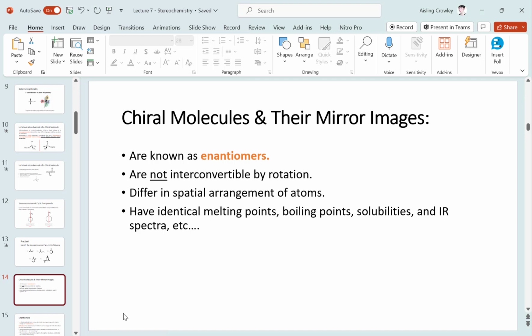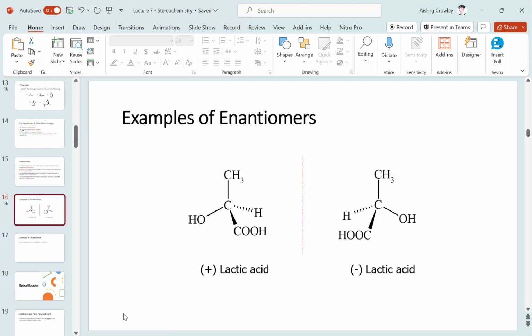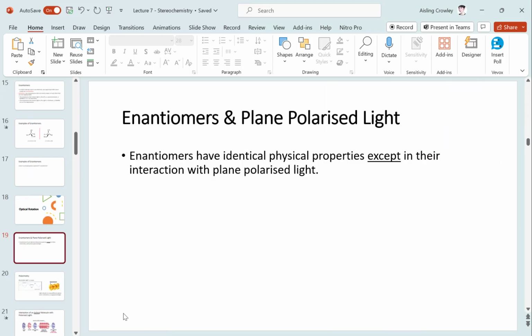So they're identical in their melting points and their boiling points, so those kinds of physical properties. They're identical in their solubility, and they're going to have the exact same IR spectra. But, and I'm going to come all the way down here, they have all of those same physical properties, except they differ in their interaction with something called plane polarized light.